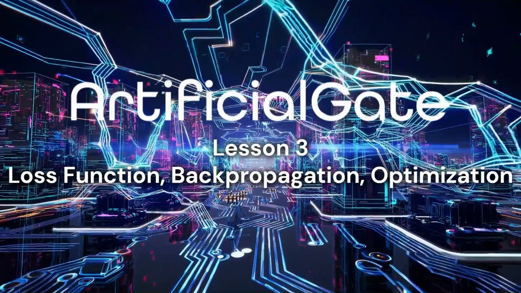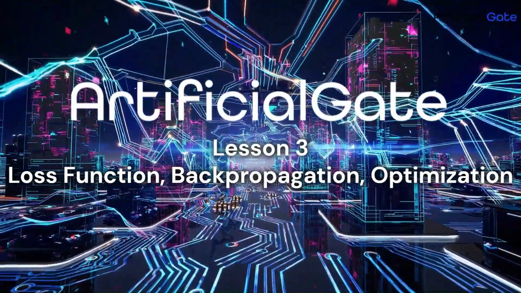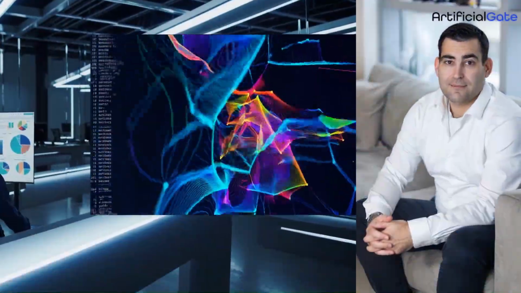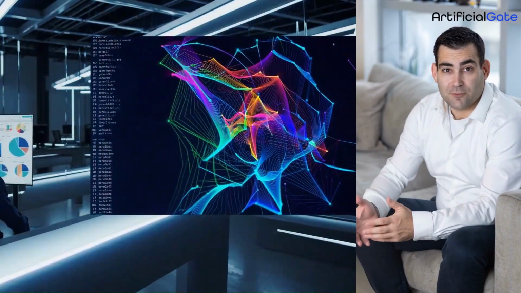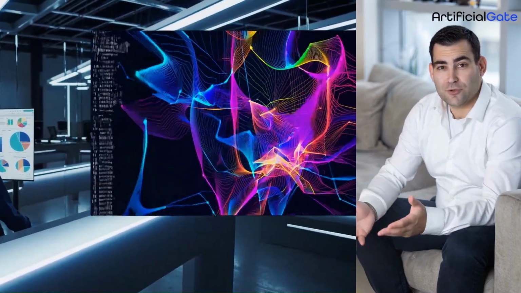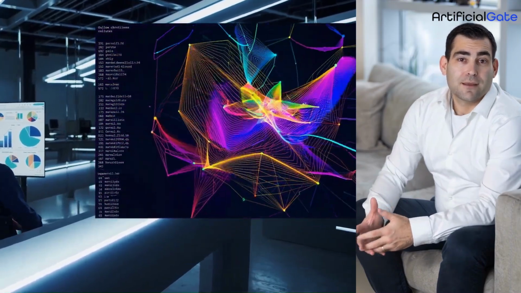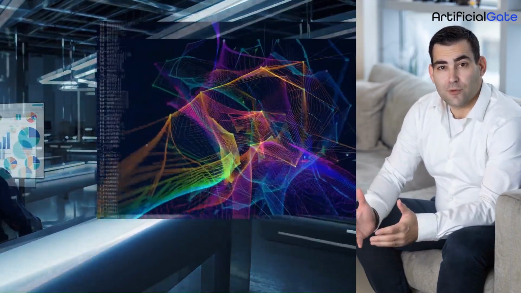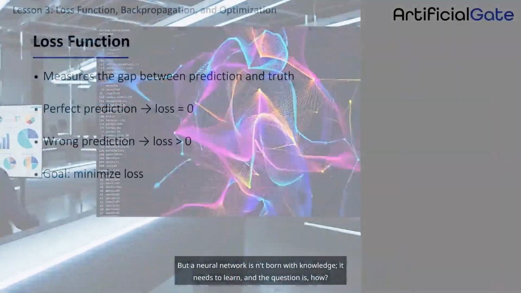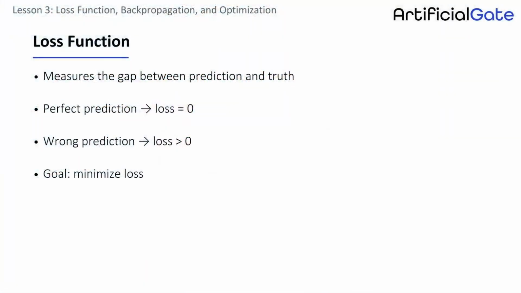Lesson number 3: loss function, backpropagation, and optimization. Hello. In the previous lesson, we learned how information moves forward through the network, layer by layer, until the output is produced. But a neural network isn't born with knowledge. And the question is, how? The answer starts with the loss function.